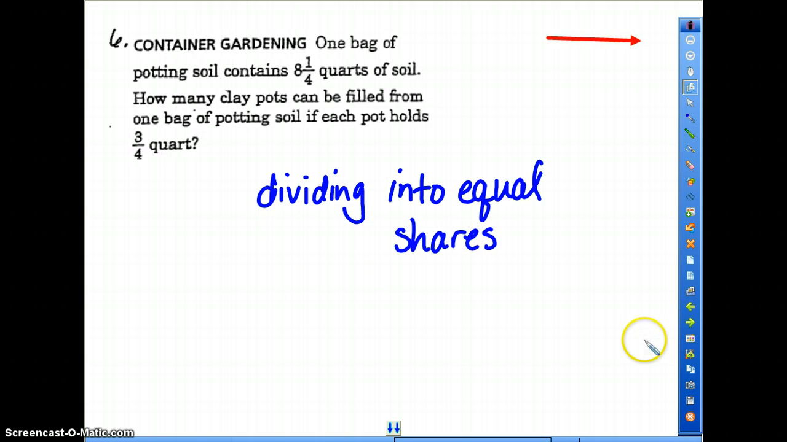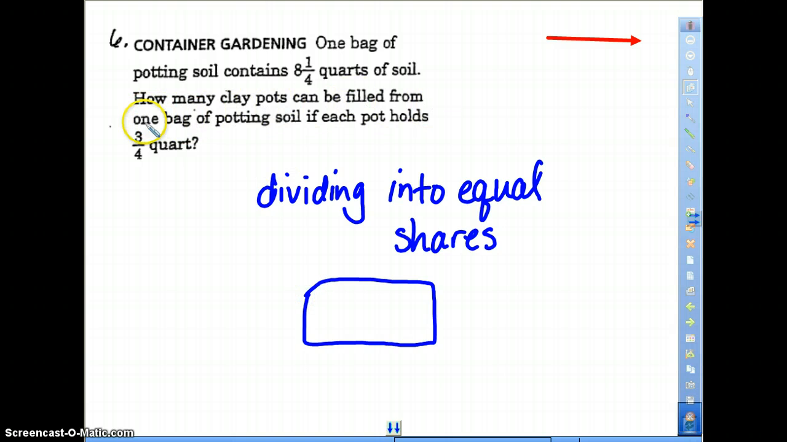Number 6, 1 bag of potting soil contains 8 1/4 quarts of soil. Here is that 1 bag. How many clay pots can be filled from 1 bag of potting soil if each pot holds 3/4 of a quart? So out of this 8 1/4 quarts of soil, I'm going to put 3/4 in this pot, and I'm going to put 3/4 in this pot, and I'm going to put 3/4 in this pot.